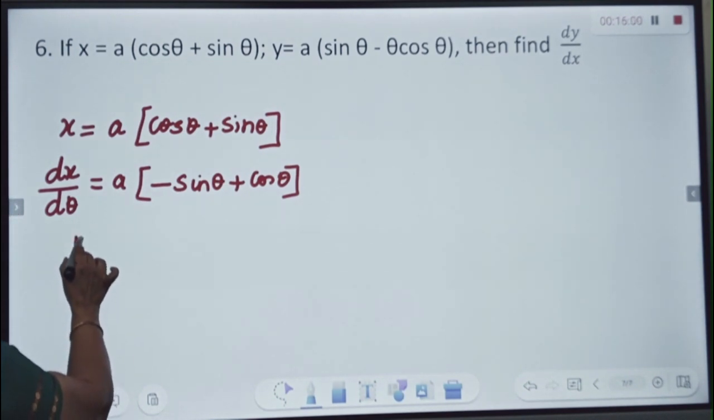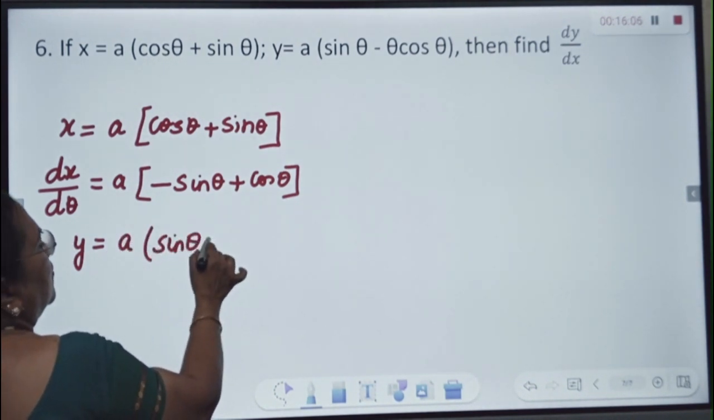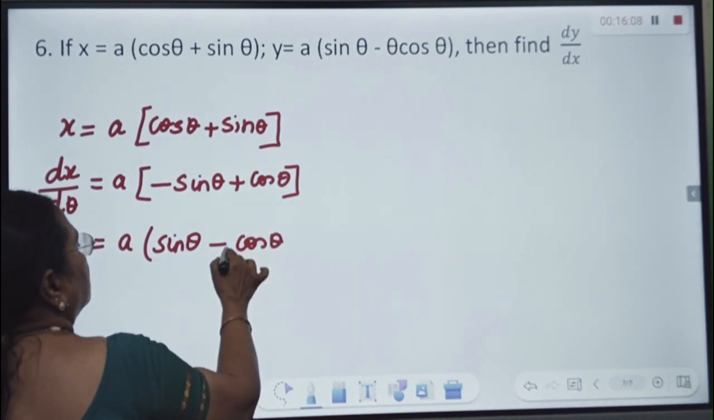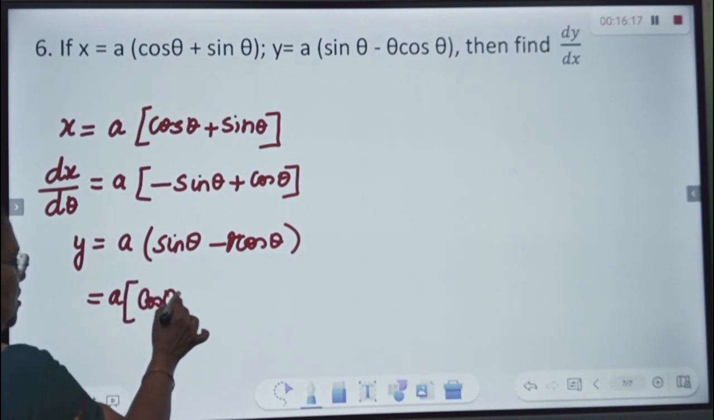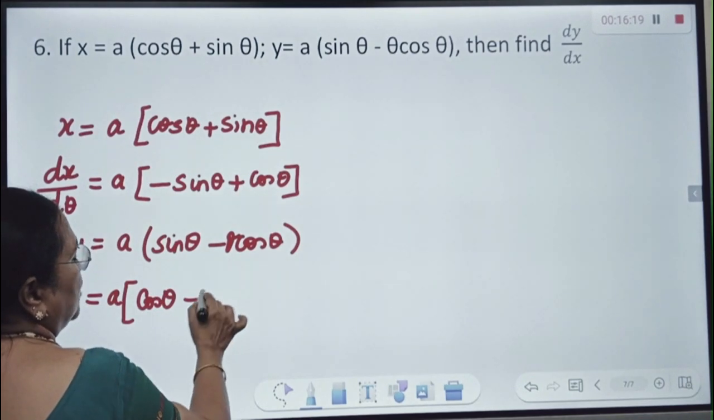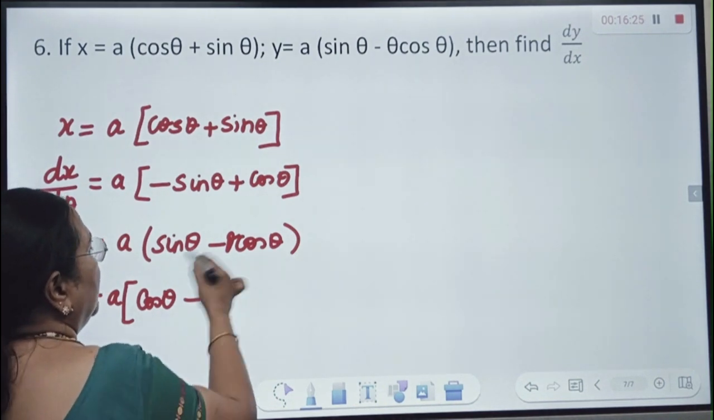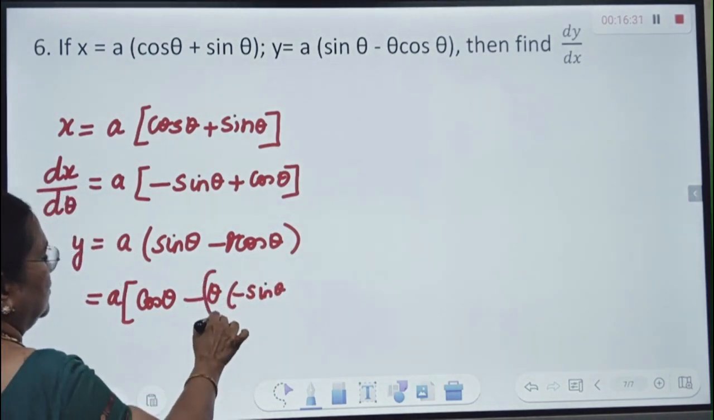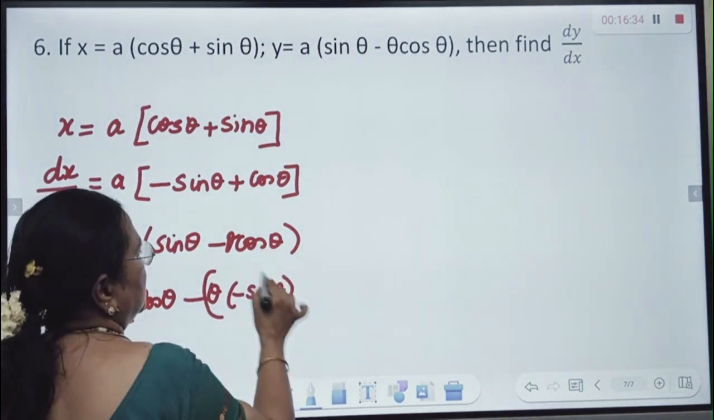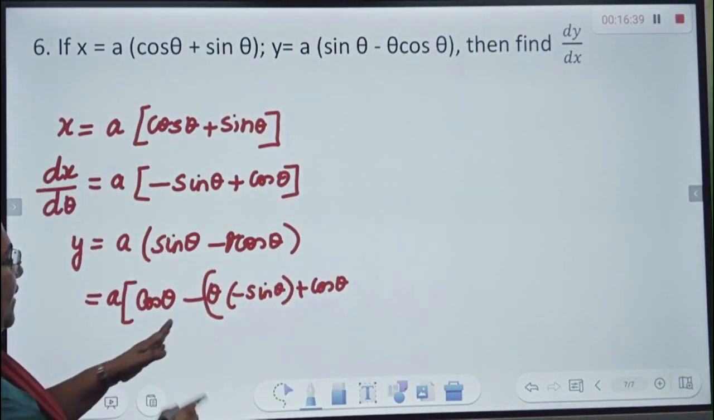Then y equal to a into sin theta minus theta cos theta. So this will be a into derivative of sin theta, which is cos theta, minus, here it's a product of two functions, so I have to use the product rule. So minus theta into derivative of cos theta, which is minus sin theta, plus cos theta into derivative of theta, which is 1. Minus I have kept outside.